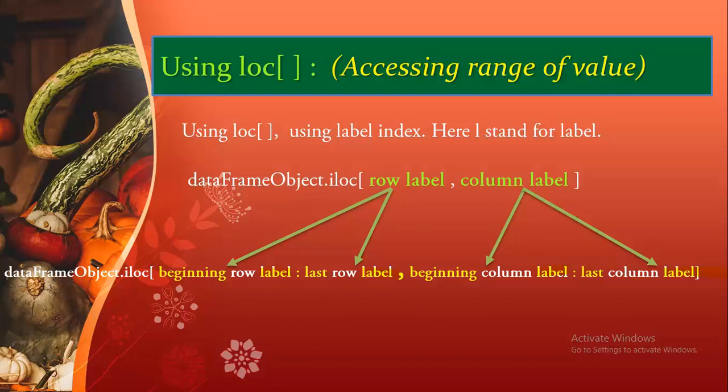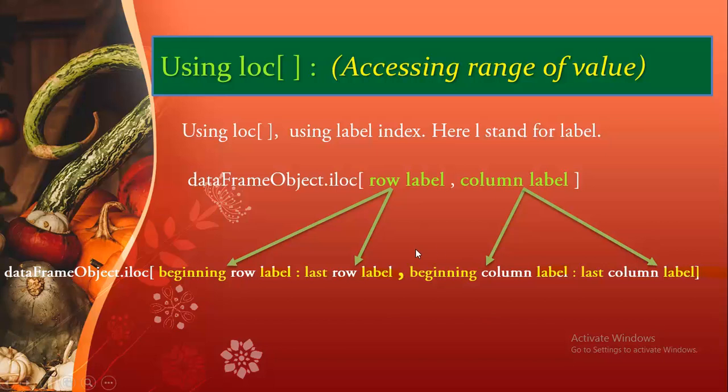Here the row label, then column label. Row label is further bisected into beginning row label, colon, last row label, then column label is bisected into beginning column label and last column label. This is okay. Let me start with our international example.